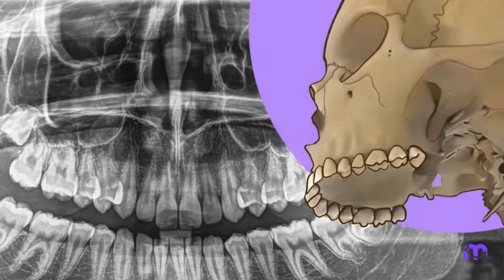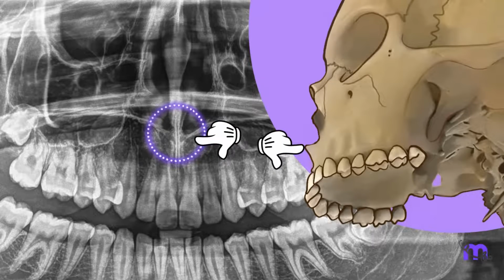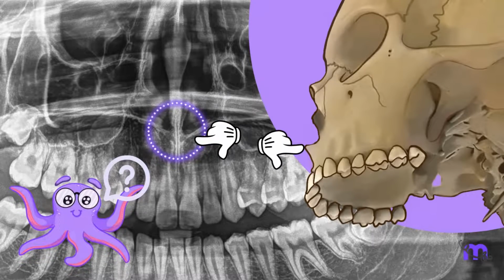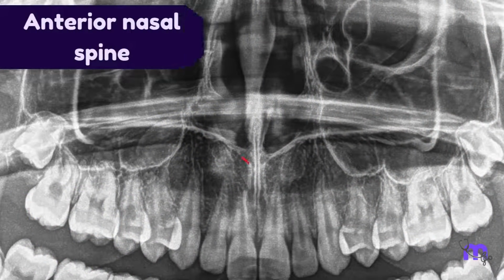Next, we have a sharp midline projection of the maxilla at the anterior and inferior portion of the nasal cavity. Can you guess what it is? That's right. The anterior nasal spine appears as a V-shaped radio-opaque area located at the intersection of the floor of the nasal cavity and the nasal septum.